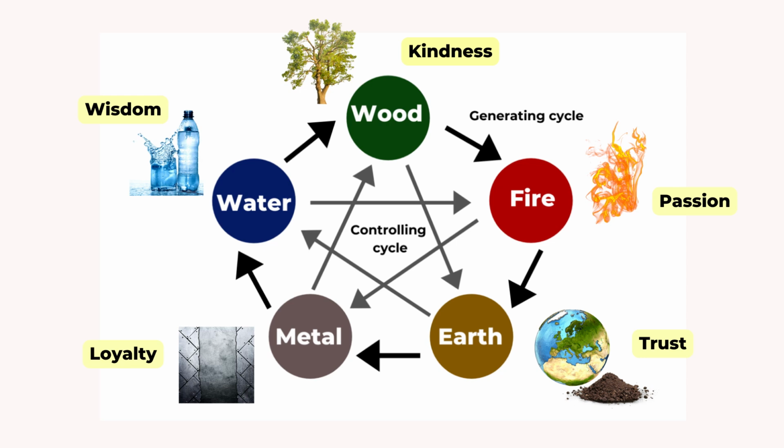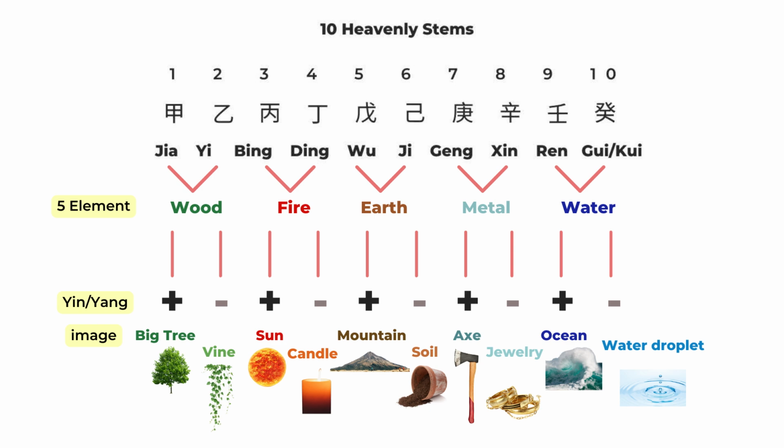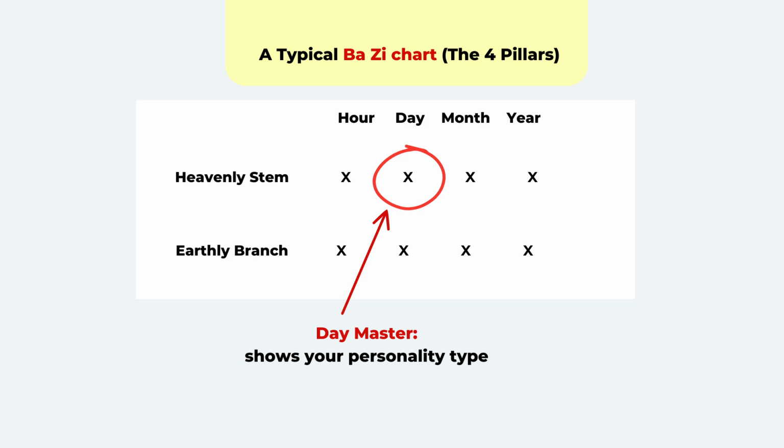Today we are going to talk about 10 different personality types based on your 八字 birth chart. And there is a very easy way to find the basic personality. The Chinese 八字 reading is based on a person's birth year, month, date, and hour.